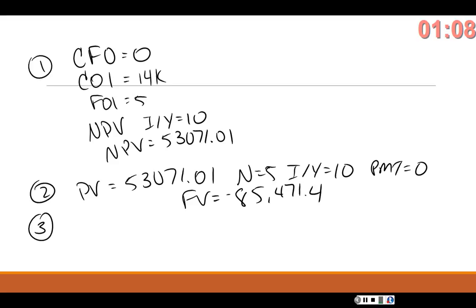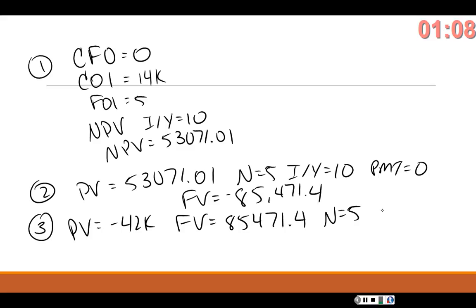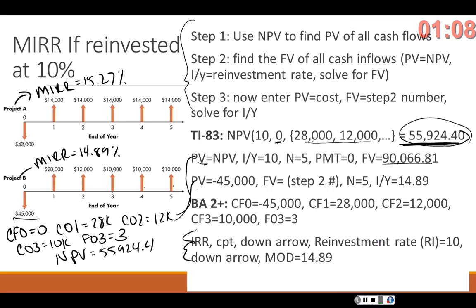Step 3. The present value is going to be equal to the cost, the negative $42,000. The future value is a positive $85,471.40. N is 5. The payment is 0. And we calculate the interest rate that makes this work. And you should get 15.27%. So according to the modified internal rate of return, project A is better than project B because it has a higher modified internal rate of return.